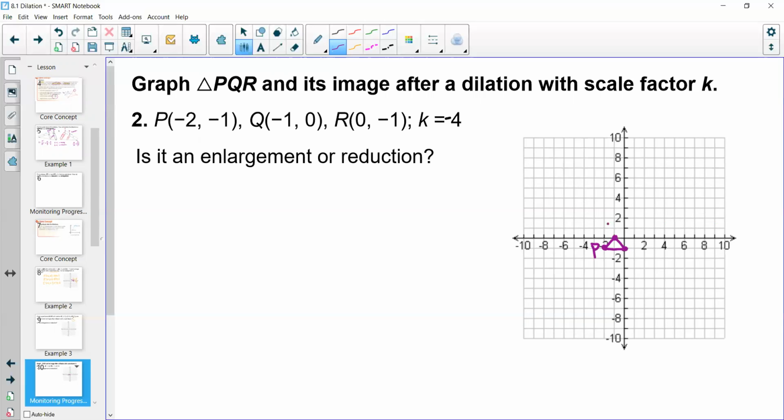So P, Q, R. Now what we're going to do is change it by a scale factor of negative 4. So what that means, remember, when we're adjusting something in a coordinate grid by a scale factor, we're going to multiply it.